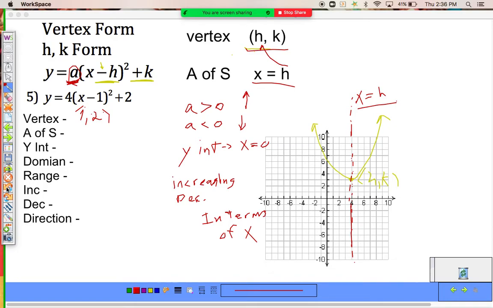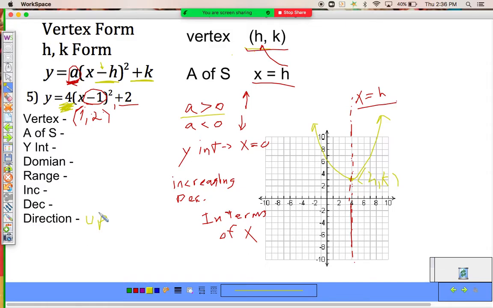All right, so my vertex is the ordered pair 1, 2. The opposite of this, comma the number on the outside. That was 8 problems for homework yesterday. That should have been done the same way. All right, because my A value is a positive 4, is my graph going to open up or is it going to open down? It's going to open up. It's a positive number, so it opens up.